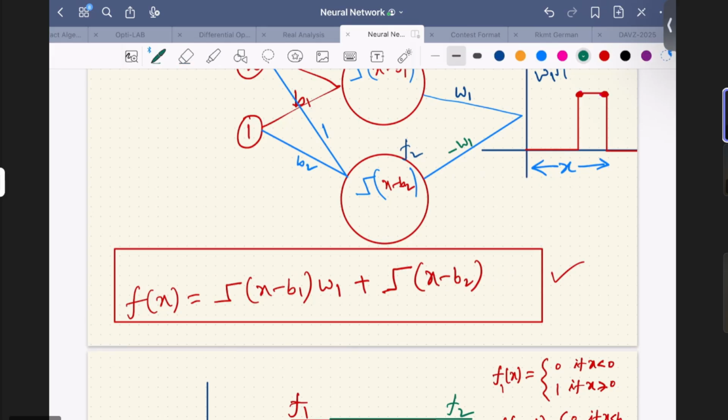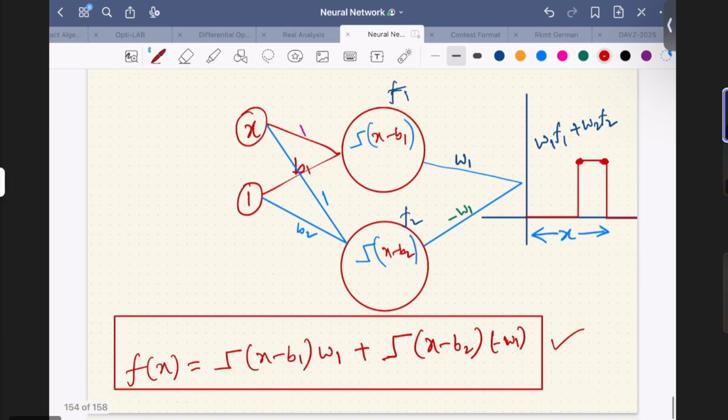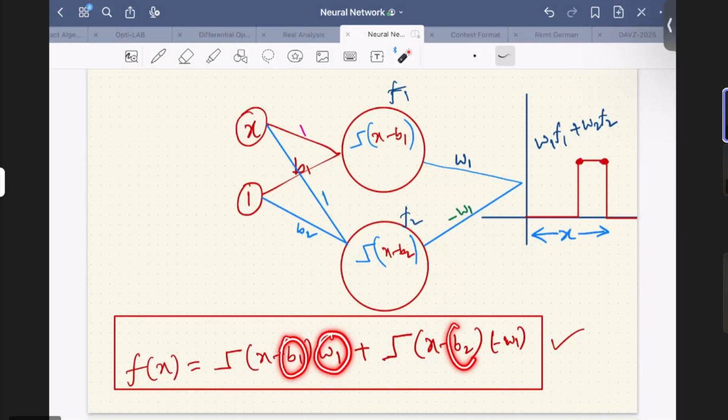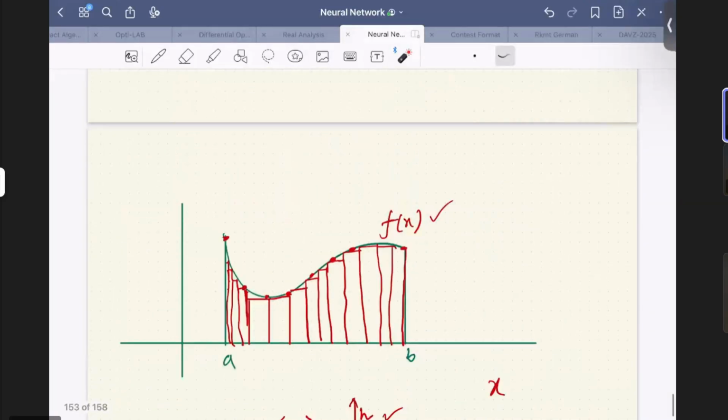So it produces a clear rectangle signal. Now you know the controls. There are only 3 parameters: W1, B1, B2. B1 and B2 are the width controls, and this single W1 is the height control. Now where we started, now we are here.